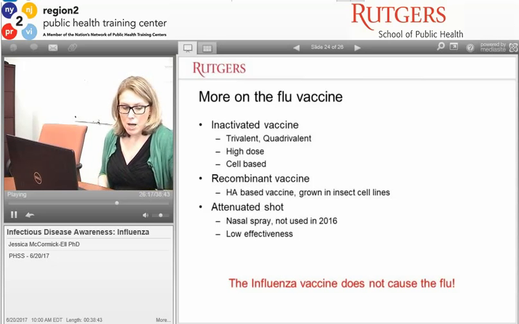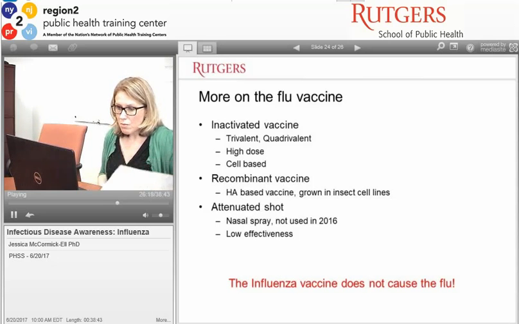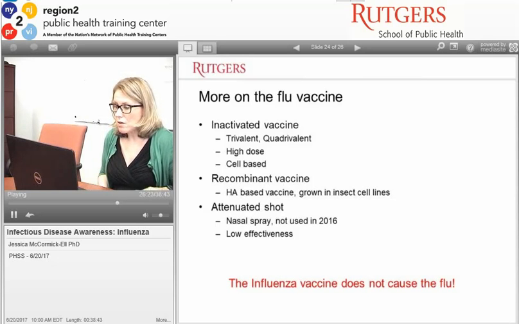So for the most part, most people are going to receive the basic formulation. Sometimes you can choose between the trivalent or the quadrivalent. If you're worried about influenza B, it's good to get the quadrivalent since there are 2 B viruses in that formulation. But it's always good to ask your healthcare provider which vaccine they're providing you. It's amazing to me how many times I'll ask people who say they got their flu vaccine, and they don't even know what they received.